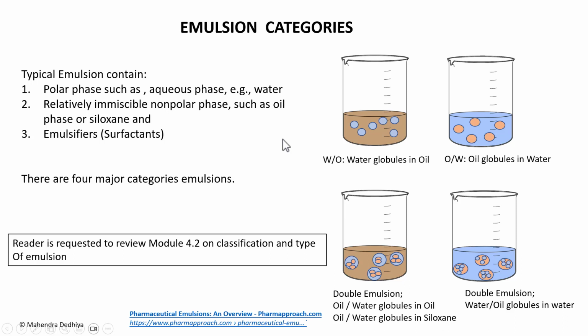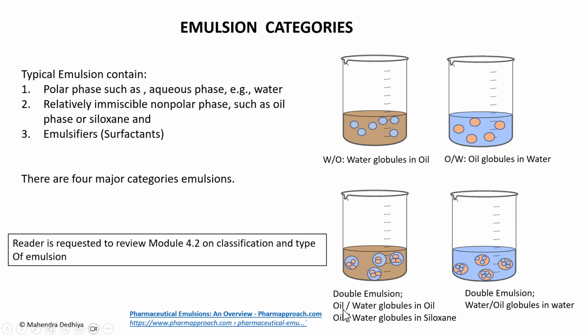Emulsion categories. A typical emulsion contains a polar phase, an aqueous phase, for example water, a relatively immiscible nonpolar phase such as oil or siloxanes, and an emulsifier. There are four major categories of emulsions. Water and oil: water globules are dispersed in oil. Oil and water: oil globules are dispersed in water.